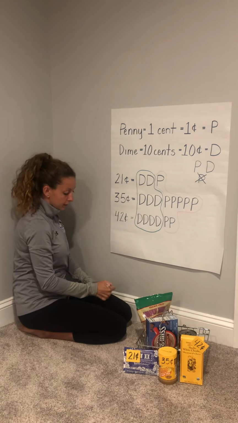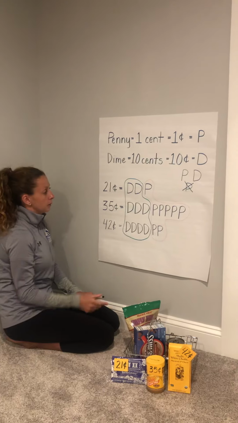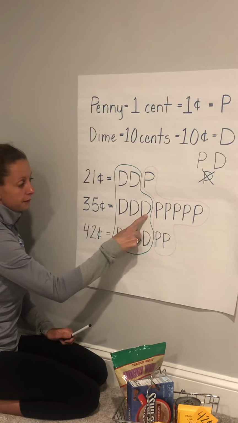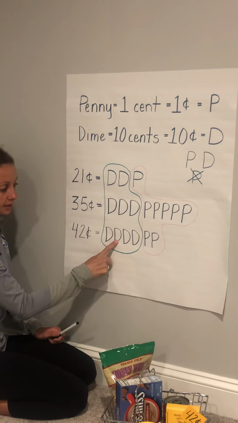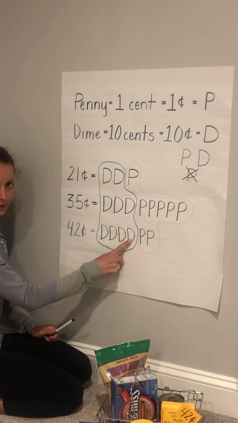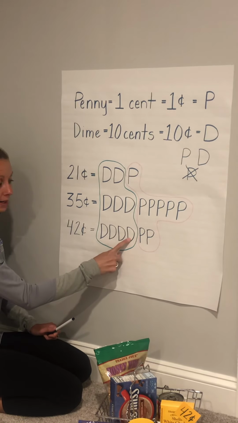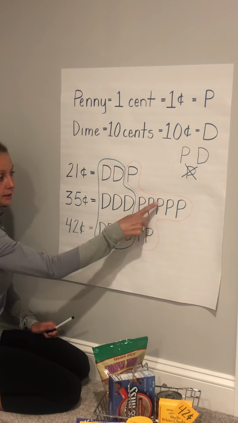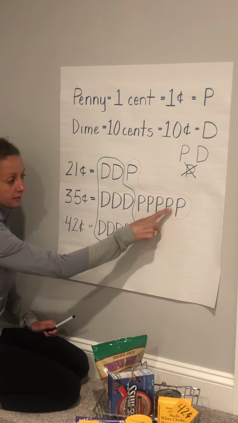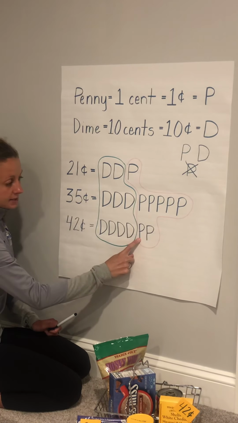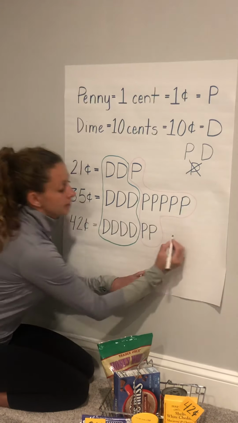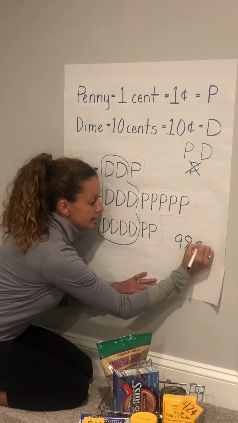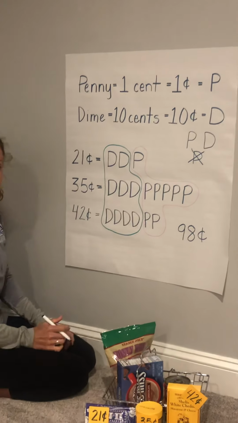I'm going to start counting with my dimes because they're worth more. Count with me. 10, 20, 30, 40, 50, 60, 70, 80, 90. Now I'm going to count my pennies. So I'm at 90, 91, 92, 93, 94, 95, 96, 97, 98. So I know that it's going to be 98 cents to buy my 3 items at the store today.